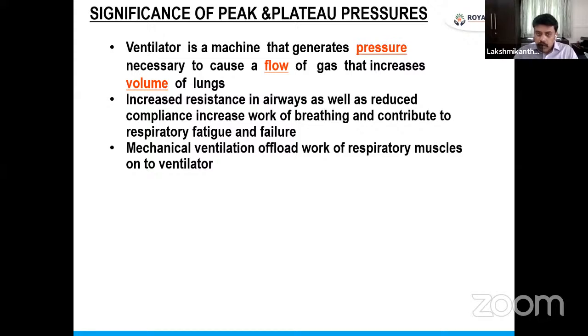So basically, whenever there is a decrease in compliance, you need more pressure to deliver the same amount of tidal volume. And that is what basically happens in ARDS or many of our type 1 respiratory failures. What we need to do in the ventilation or management of ARDS is to tackle this problem rather than the problem with resistance. So mechanical ventilation offloads the work of the respiratory muscles, and we also need to do certain things to manage these compliance problems.